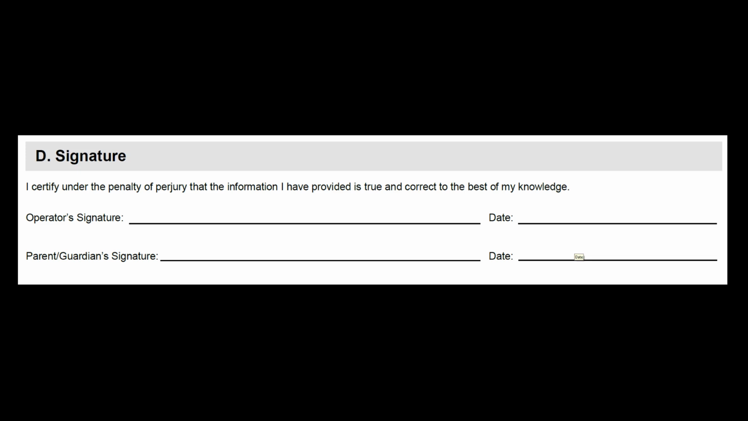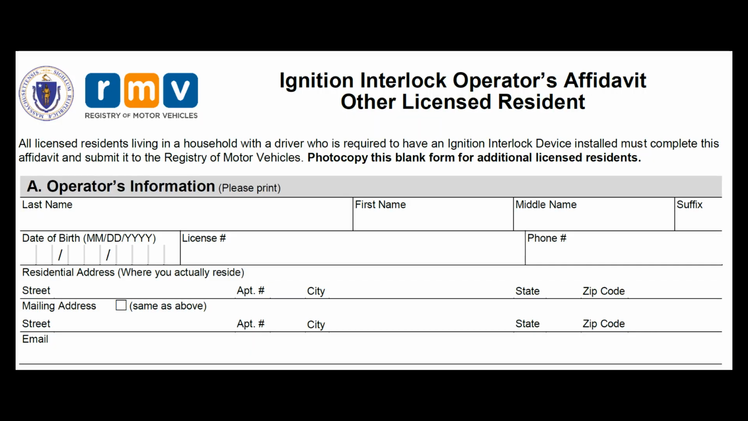Again, this is not a form that the person with the restricted driver's license fills out. This form is filled out by anyone who lives with someone who has the interlock restriction if that person has a valid driver's license. They're considered an other licensed resident, and they must submit an other licensed resident affidavit to the Registry of Motor Vehicles.